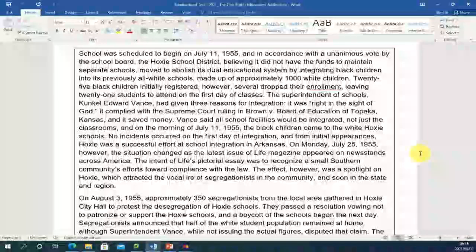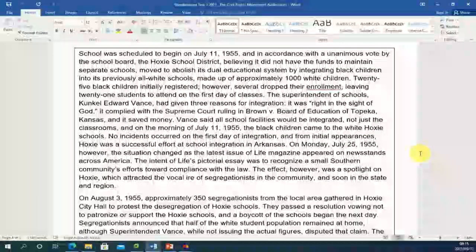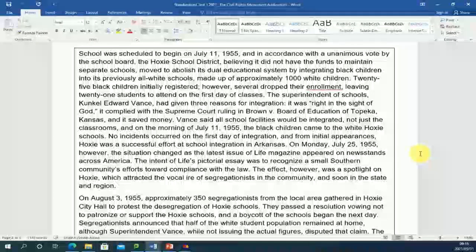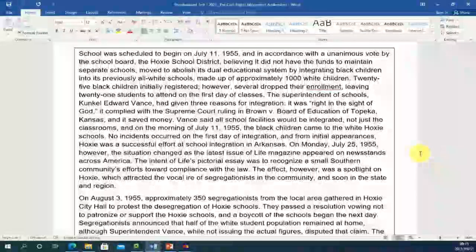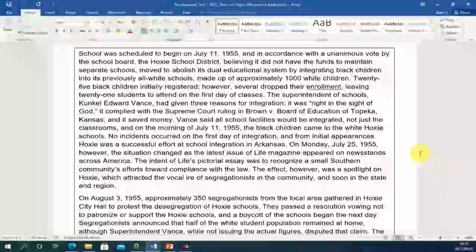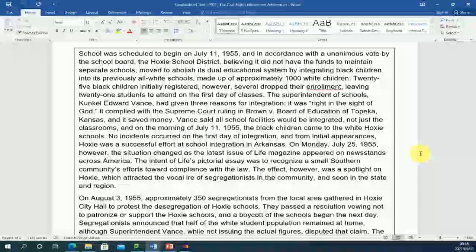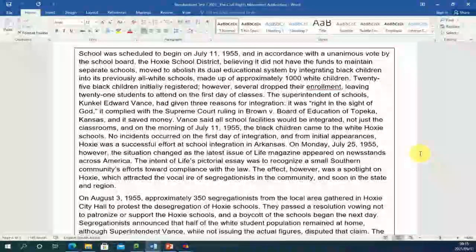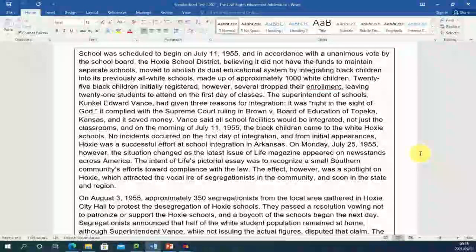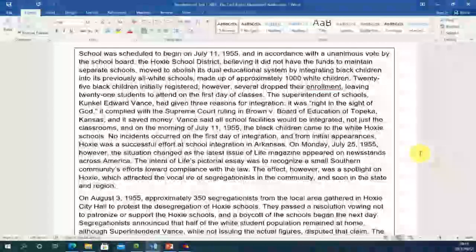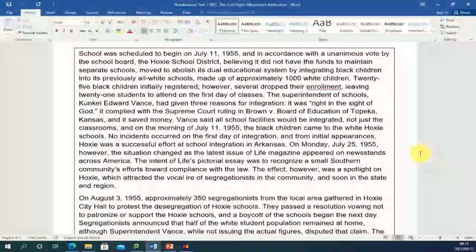The superintendent of schools, Edward Vance, had given 3 reasons for integration. It was right in the sight of God, it complied with the Supreme Court ruling in Brown versus Board of Education of Topeka, Kansas, and it saved money. Vance said that all school facilities would be integrated, not just the classrooms. And on the morning of July 11, 1955, the black children came to the white Hoxie schools. No incidents occurred on the first day of integration, and from initial appearances, Hoxie was a successful effort at school integration in Arkansas.